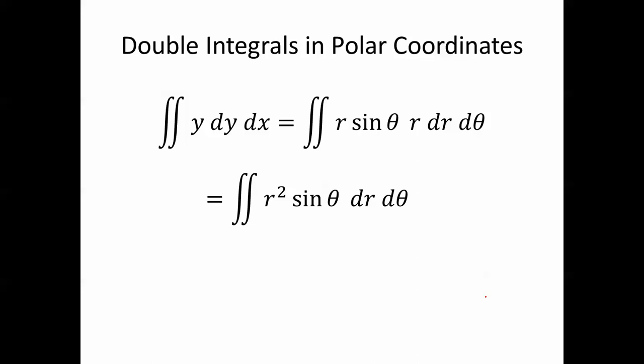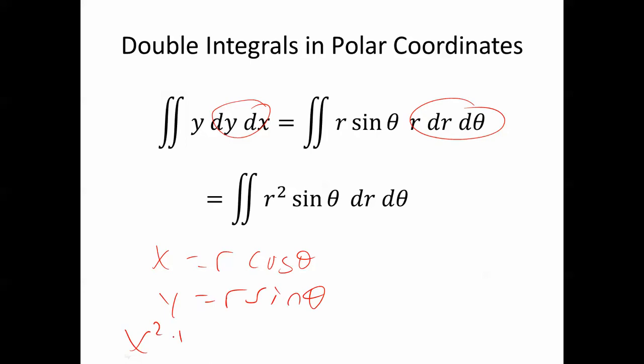Okay, so y dy dx is r sine theta times r dr d theta, because dy dx is r dr d theta, and recall that x equals r cosine theta, y equals r sine theta, and x squared plus y squared is r squared. That's how we convert from rectangular to polar coordinates. So multiply the r's together, and we get r squared sine theta dr d theta.